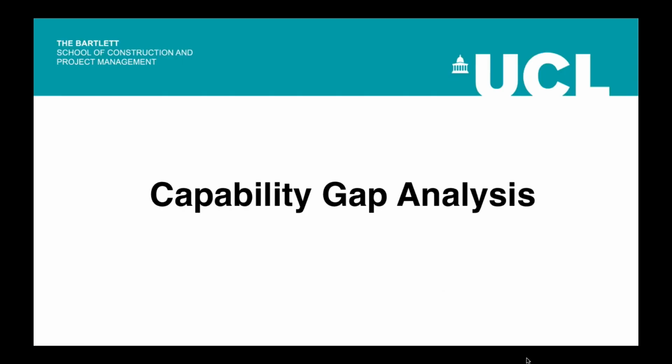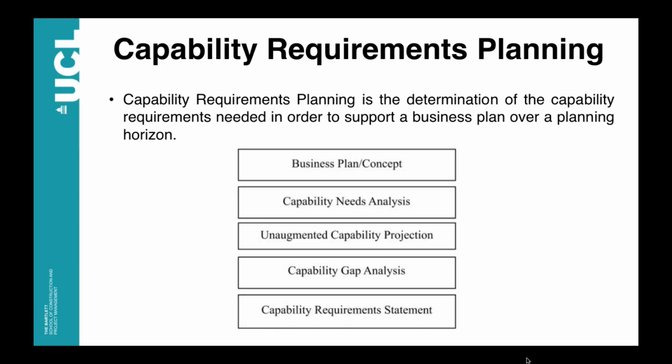Well, we already have a clear idea of what a capability is, and now we are going to explain the capability gap analysis. This is a powerful tool to check which capabilities are needed to implement the business strategy in an organization. The first step in that process is to produce the capability requirements planning.